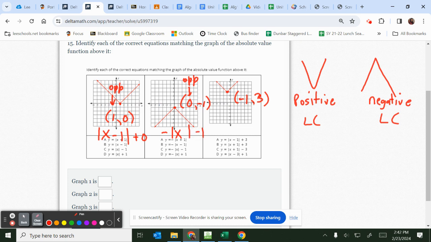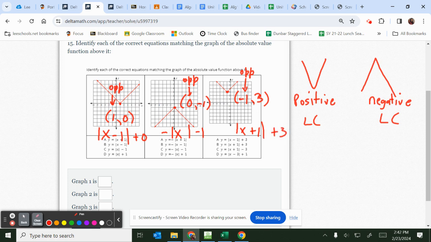And I do the same thing here. I do the opposite of the first number, or your x value, and the same as the y value. So the opposite of a negative 1 is a positive 1, and the same as a positive 3 is a positive 3.